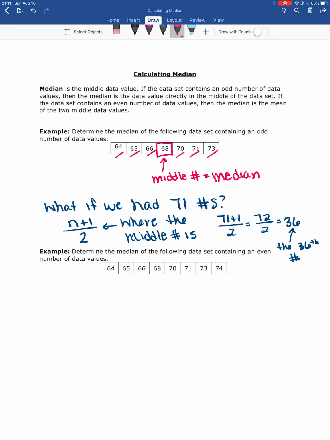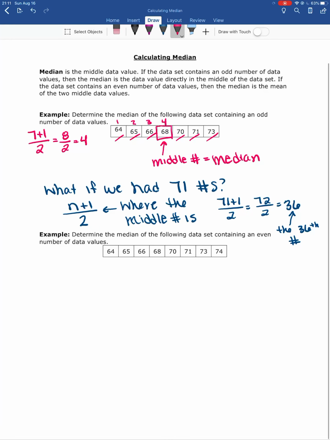So if we do that with this data set here with only 7 numbers, I do 7 plus 1 divided by 2, that's 8 over 2, which is 4. So I want to go find the 4th data value. So 1, 2, 3, 4. And that 4th number, when your data is in order, is your median. So two different ways you can find the median, whether you're doing it with a really large data set or a smaller data set. So now let's look at what happens if we have an even number of data values.